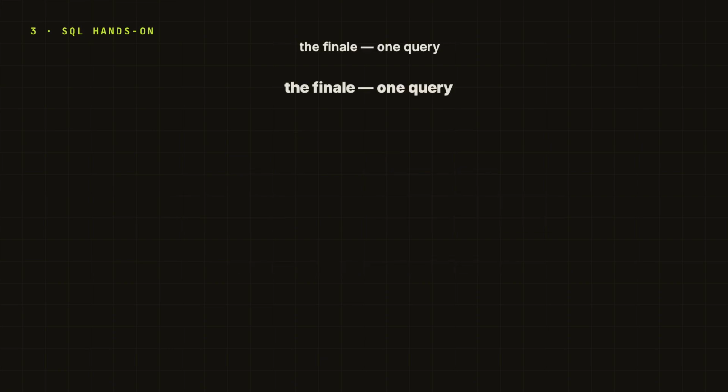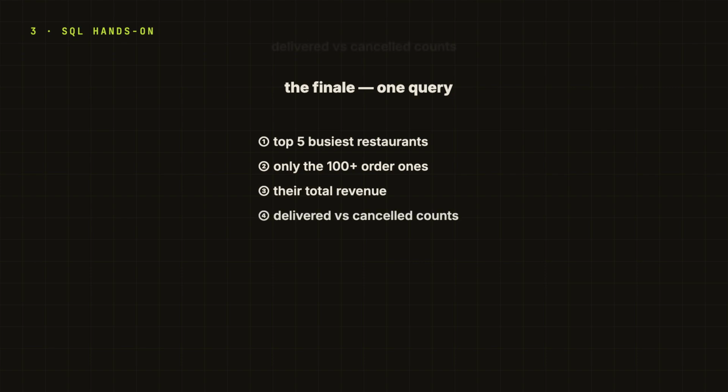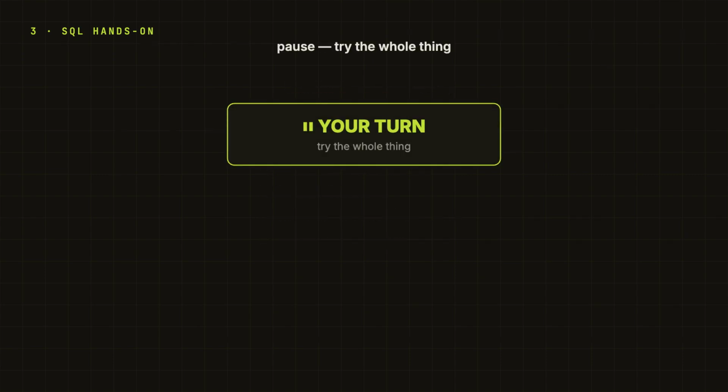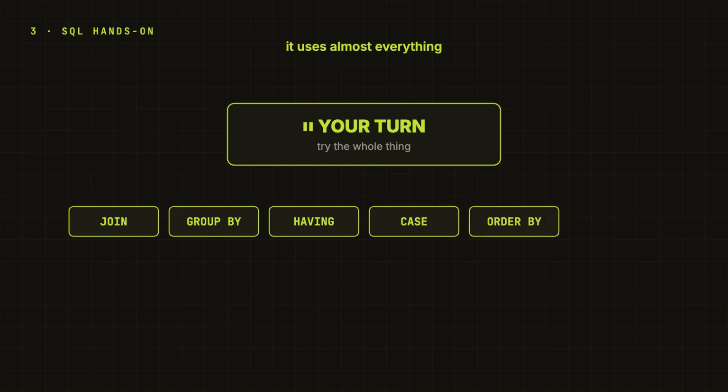Okay, the finale. One query. Give me the top 5 busiest restaurants, the 100 plus order ones, with their total revenue and their delivered versus cancelled counts, sorted by the most revenue. Pause and try the whole thing. This uses almost everything we have done: a join, a group, a having clause, and a couple of cases, and also a sort and a limit. Take your time on this one.